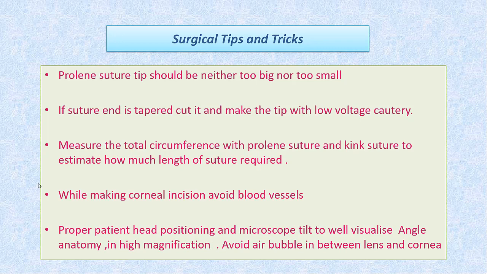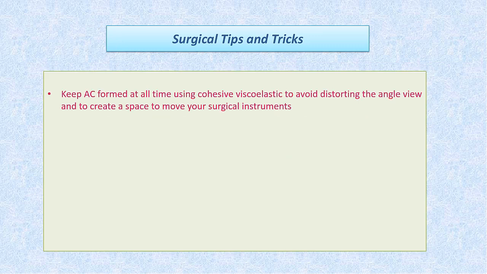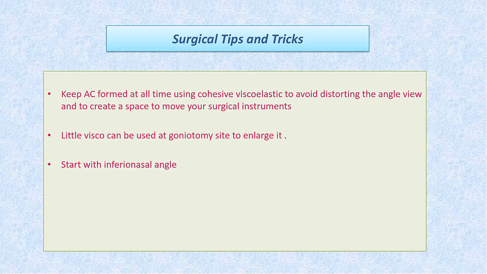Avoid air bubbles in between the lens and cornea. Keep the anterior chamber formed at all times using cohesive viscoelastic to avoid distorting the angle view and to create a space to move your surgical instruments. A little visco can be used at the goniotomy site to enlarge it. Start with the inferior nasal angle.